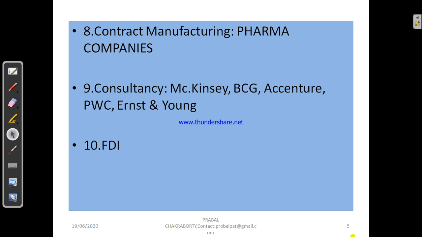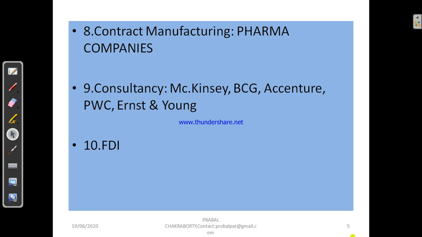And the last one is FDI. FDI means foreign direct investment. What do you mean by foreign direct investment? In some cases, in some countries, you are not allowed to invest 100%. So in that case, you have to rely on other routes. Either you can go for a joint venture or something like that.